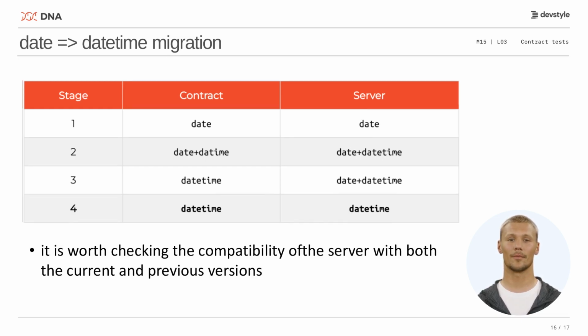After a month after migrating all applications, we remove the date field and the server stops returning it. Note that to make sure I'm not breaking backwards compatibility, I check whether the server is compliant with both the current version of the contract and the previous contract. This is precisely to ensure backward compatibility and verify that I am following the deferred changes mechanism.